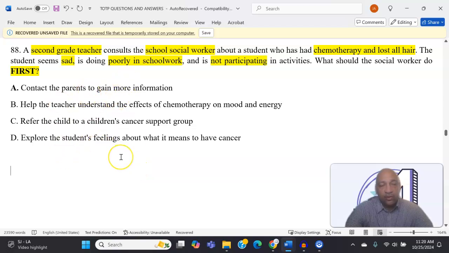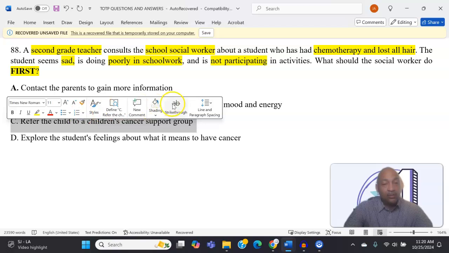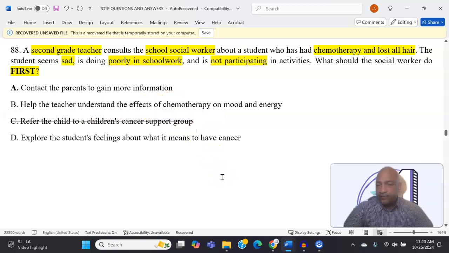We can go through these four choices and figure out that even if we're looking for what to do first, all four of these options might be reasonable options for the social worker to do. Which one will we prioritize? Which one is going to be the first thing to happen? So let's eliminate something that we know is a good idea, but will not be first. Are we going to refer the child to a children's cancer support group? That's not a bad idea, but we're not going to do that first. It's great for the kid to get support with other people, to feel connected, but that's not going to be the priority, the primary thing that we do.